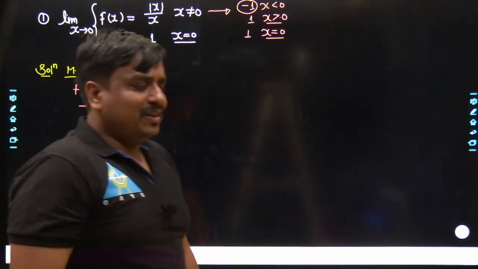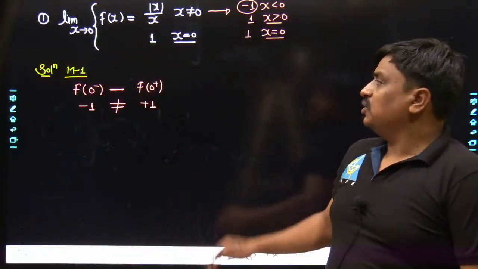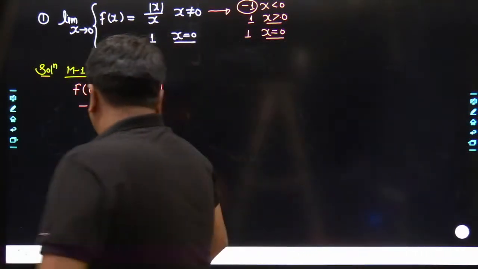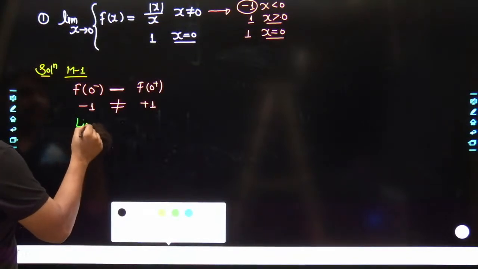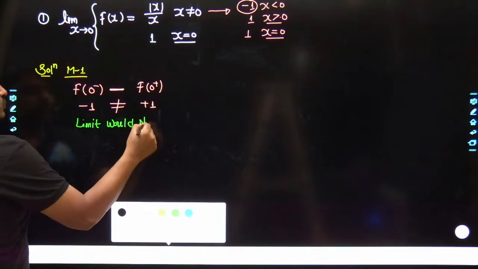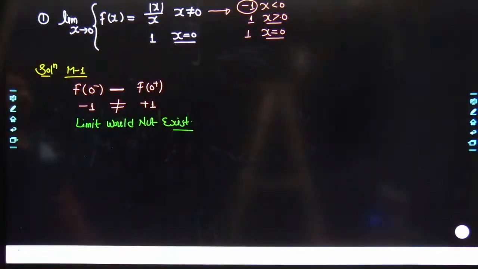What does that mean? That means there had been a sudden change in magnitude. Put together, the limit would not exist at x equal to 0. That has been the first method. The limit would not exist. That could have been the first method.